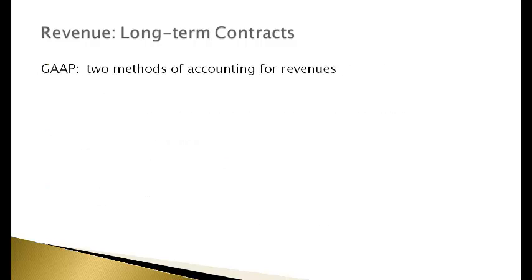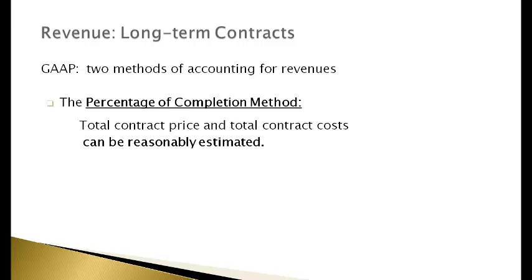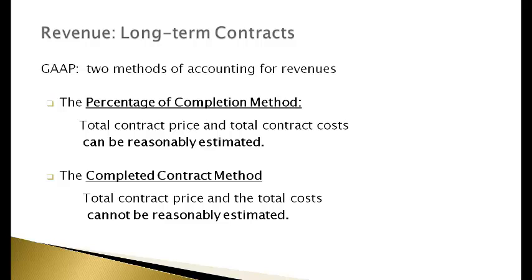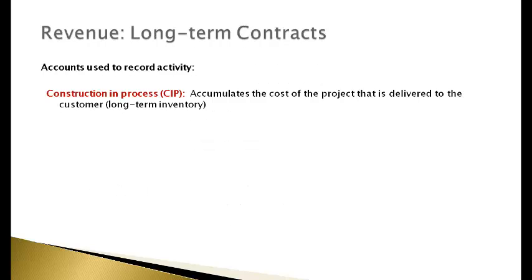GAAP provides two methods of accounting for revenues under long-term contracts. The percentage of completion method is used when the total contract price and total contract costs can be reasonably estimated. The completed contract method is used when the total contract price or total cost cannot be reasonably estimated.